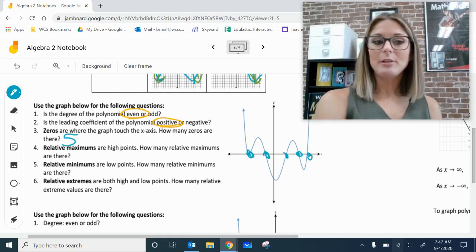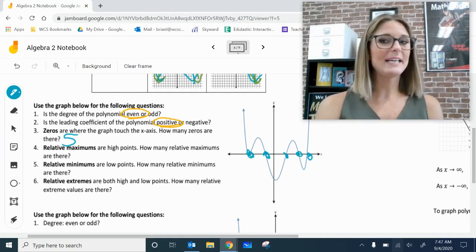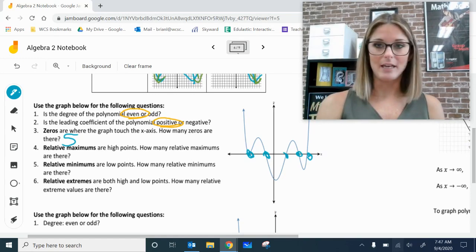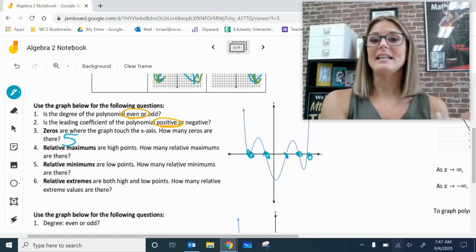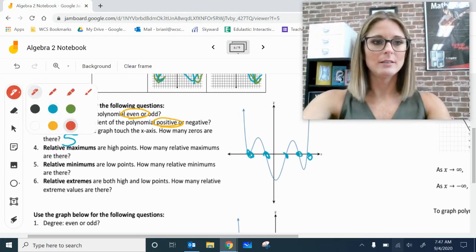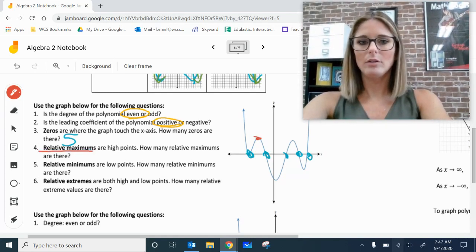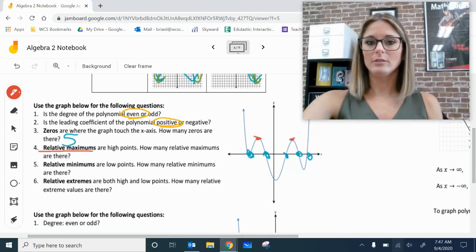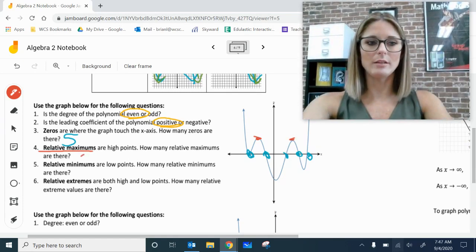Number 4, another vocabulary term, relative maximums are any high points. Relative, meaning relative to the points around it, it's going to be a high point. It doesn't have to be the ultimate maximum. It can be any high point. So let me use a different color for my notes here. Relative maximums, all these high points right there. We can't count the arrows, so just 2 right there.